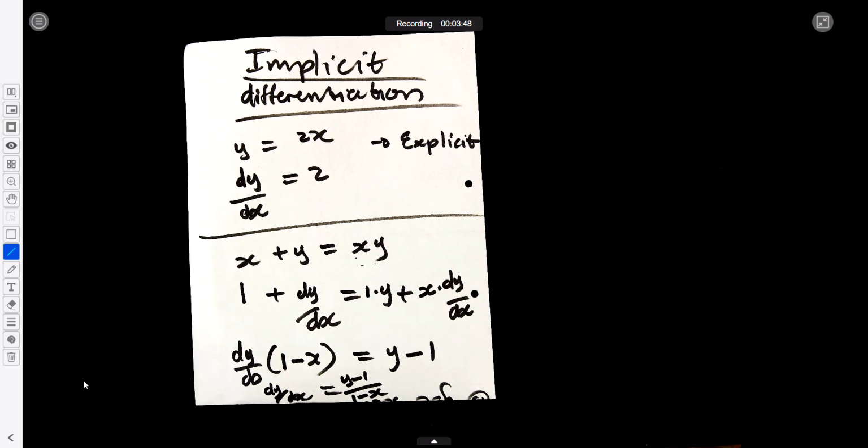If you had done it vice versa, you'll see that maybe your function can have 1 minus y in the denominator, x minus y. It doesn't matter how you have simplified. So that is implicit differentiation.